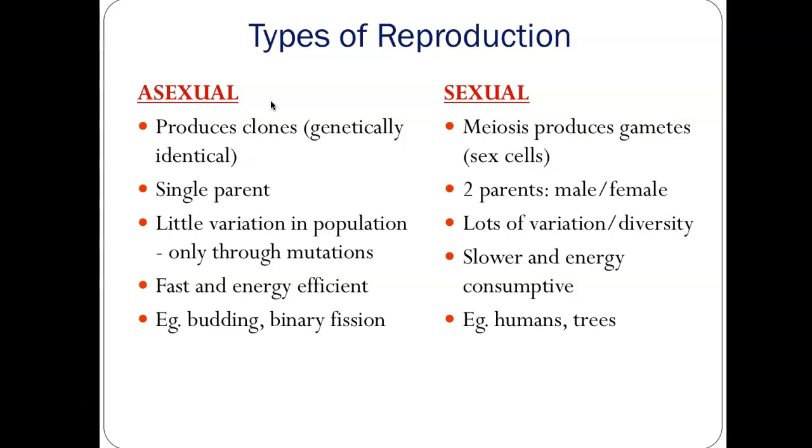Asexual reproduction, though, is fast and energy efficient. The examples are called budding, which is how yeast reproduce, and binary fission. In binary fission, you just have one bacteria cell. So under budding, write yeast, like the yeast that you used in your lab the other day. And under binary fission, write bacteria.